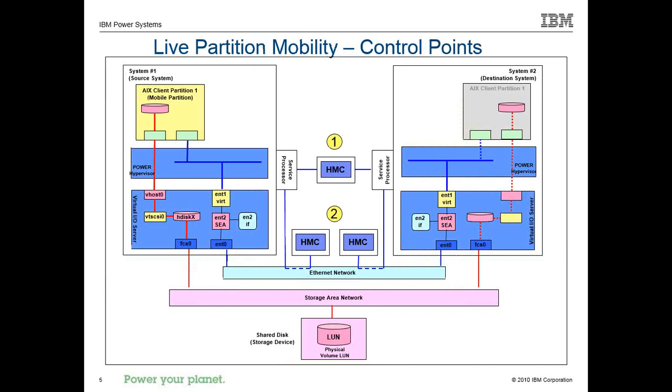Okay, so like I said, that's a pretty neat animation. So let's talk about live partition mobility control points. Circle 1 shows we have one HMC that talks to both the source system and the destination system. Or scenario 2, shown below, is where we have one HMC that talks to the source system and another HMC that talks to the destination system. So we call scenario 2 remote HMC.